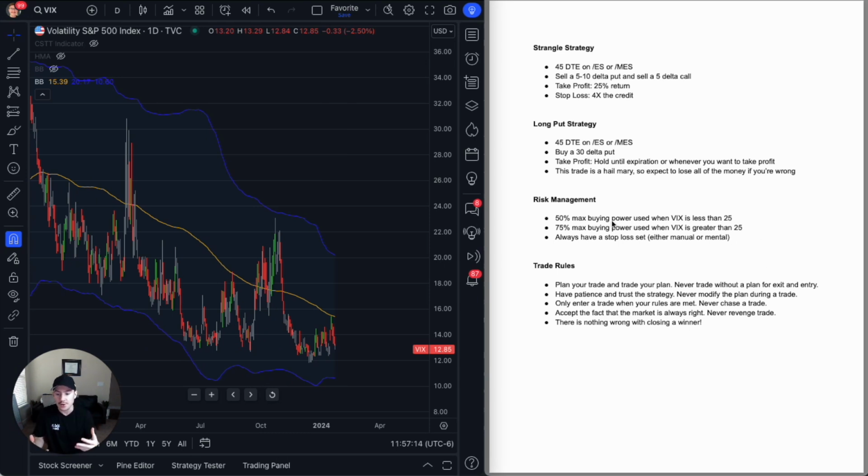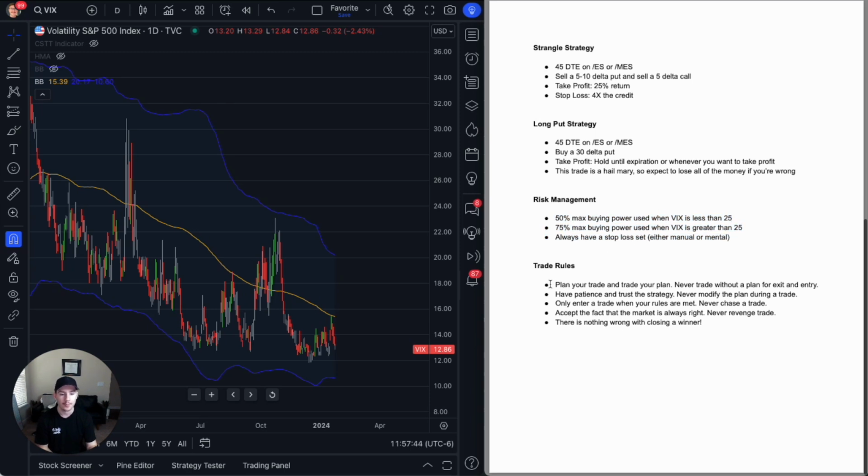Because we're trading futures, it has SPAN margins, so we want to be safe. So no more than 50% of my buying power in trades when VIX is less than 20. If VIX is over 20, SPAN margin is accounting for the volatility, so I can go up to 75% of my max buying power. Always have a stop loss on my trades, either manual or mental, aka I have the broker monitoring it for me, or I have a mental stop like, hey, once it gets here, I'm going to exit. That can all be done right there.